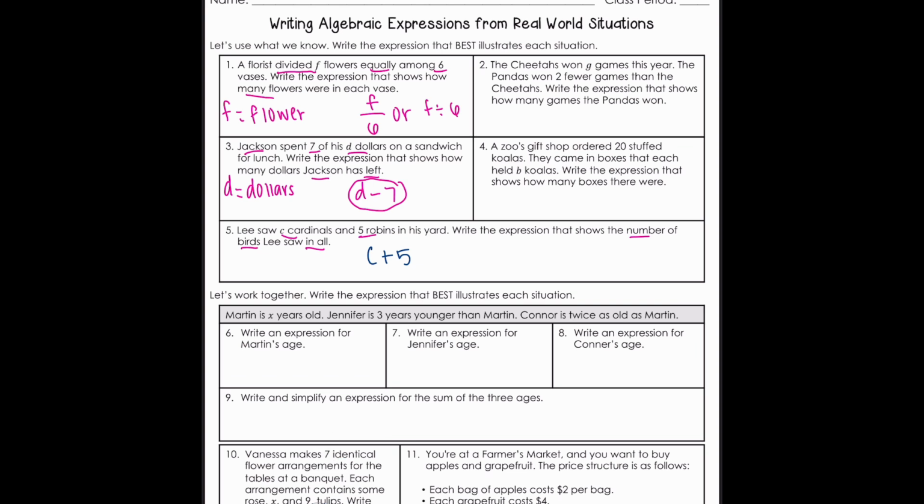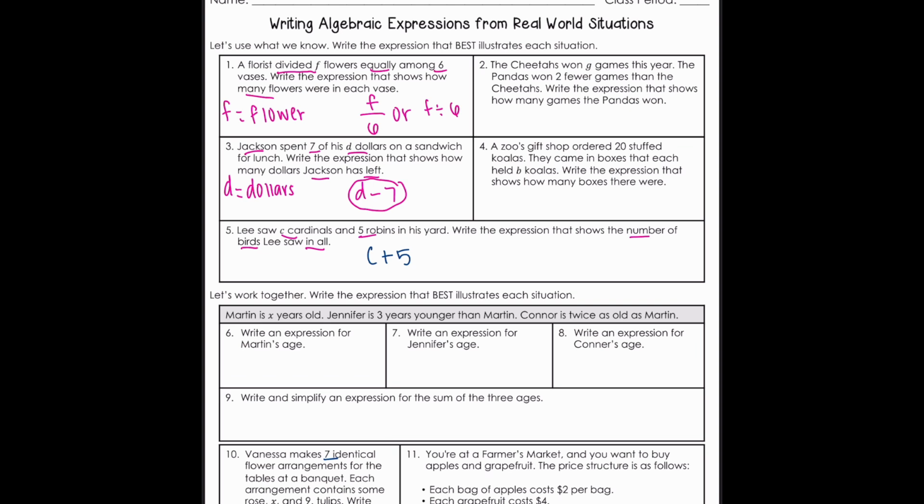Okay, it says Vanessa makes 7 identical flower arrangements for tables at the banquet. Each arrangement contains some roses X and 9 tulips. My apologies for that error right there. Write and simplify an expression that represents the number of flowers Vanessa made. Okay, so first let's figure out what one flower arrangement is going to look like. Okay, one flower arrangement, that's going to contain an X number of roses plus the 9 tulips.